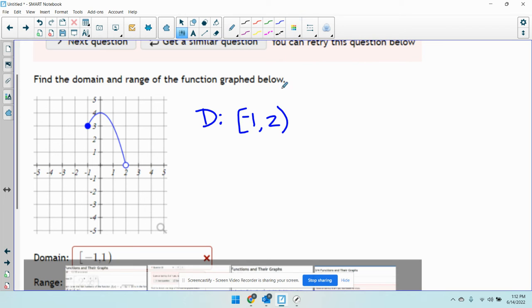The range is going to work the same way. It's just with y values. The lowest y value is this point here, which is on the y value of 0. It's an open circle, so we use a parenthesis. The highest y value is not this point, it's here, which is 4. And we include 4, so we use a bracket.